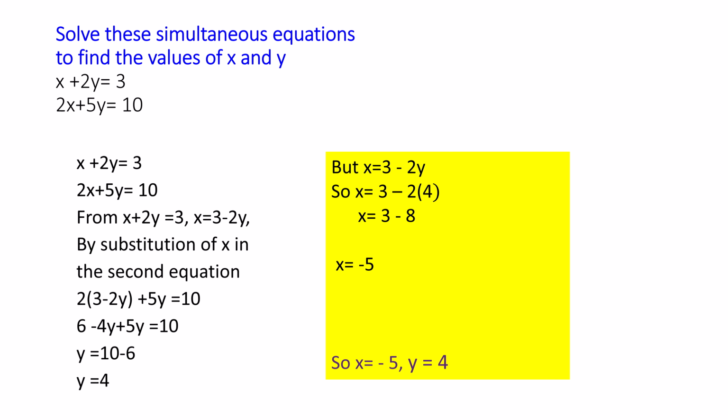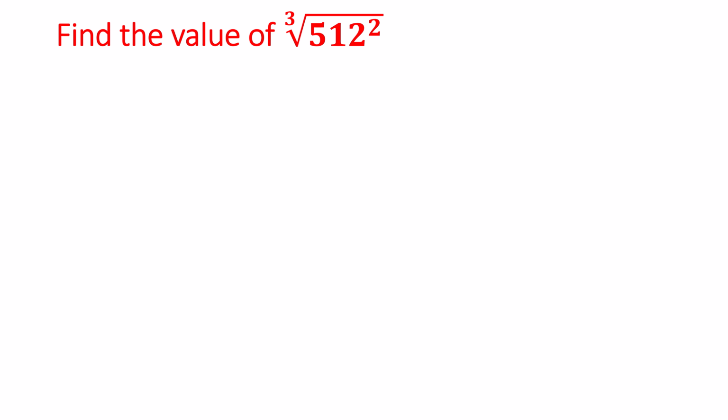But x is equal to 3 minus 2y, so x is equal to 3 minus 2 times 4. x is equal to 3 minus 8, and therefore x is equal to -5. So x is equal to -5 and y is equal to 4. Next, we look at this problem, find the value of the cube root of 512 squared. So we are looking for the cube root of 512 squared.